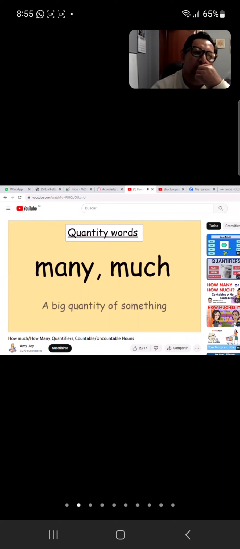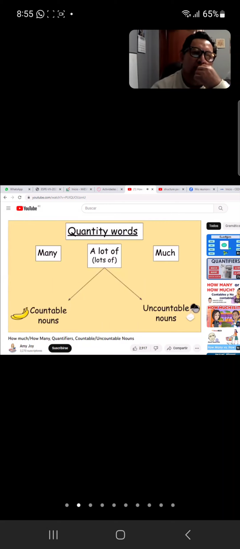We also have some other words for expressing a big quantity of something. They are many and much. We can always use a lot of with both countable and uncountable nouns.